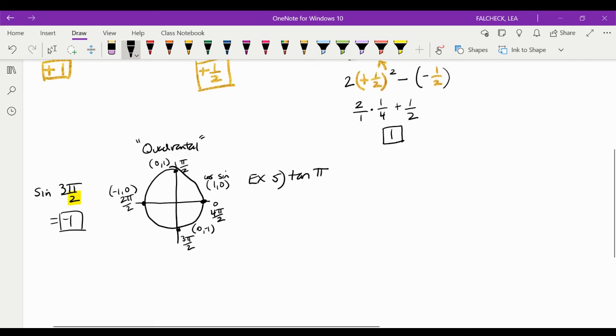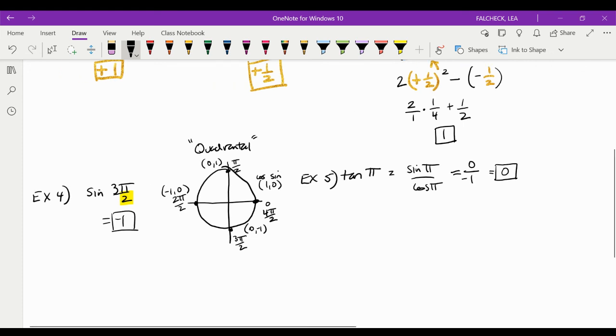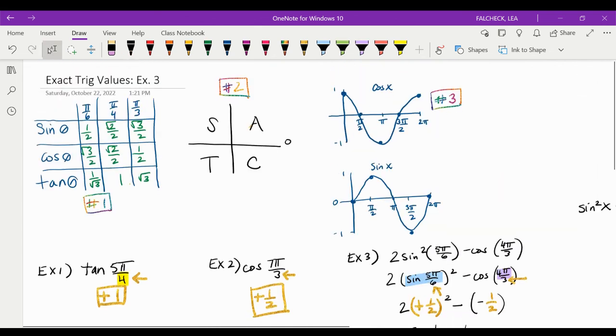For number 5, he's a little tricky. We're going to rewrite him as the sine of pi over the cosine of pi. And now I just need to find the sine of pi and the cosine of pi. So I look on my unit circle. The sine of pi is going to be 0. The cosine of pi is the x coordinate. That's negative 1. 0 divided by negative 1 is just plain old 0. I hope these are getting easier for you.